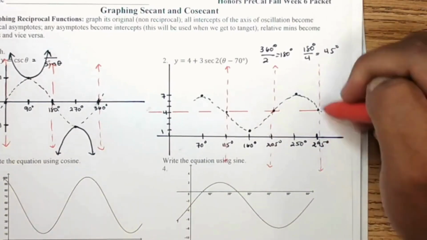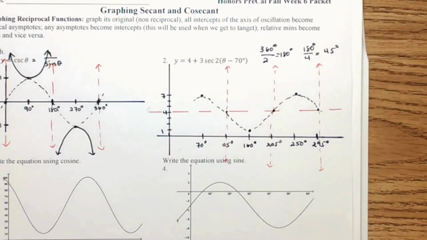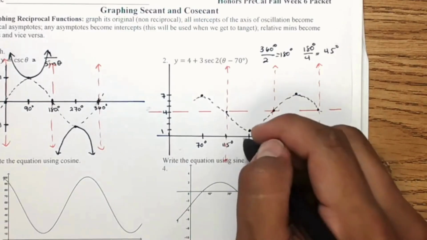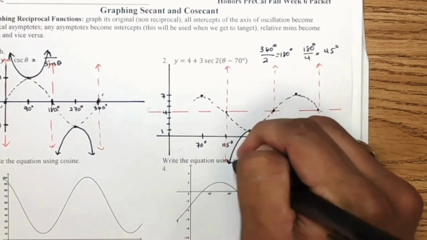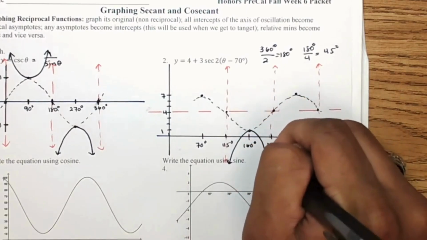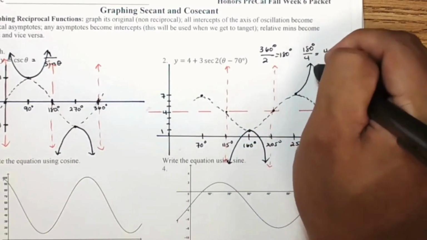The way that we like to graph it in PreCal is to have 3 asymptotes and 2 full parabola-looking things. So we want to see this and we want to see that.